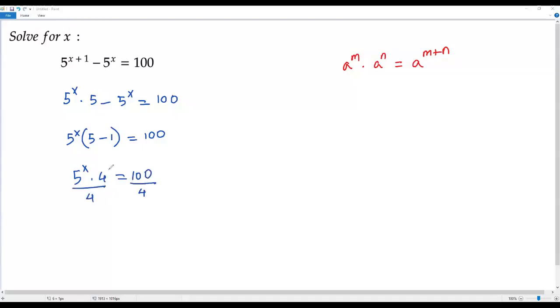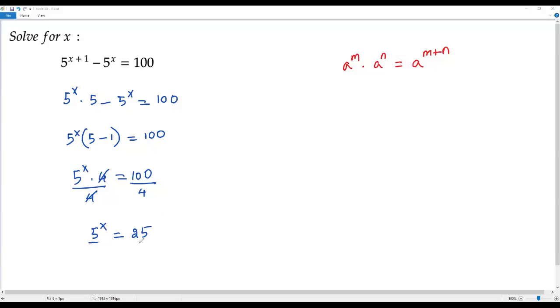When I divide both sides by 4, this 4 will cancel out. I'm getting 5 to the xth power equals the simplification of this one. This 100 over 4 is equal to 25. Okay, now we have to solve for x that we have at the exponent. So whenever I want to solve for a variable that is at the exponent, I need to get the same base on both sides of the equation.